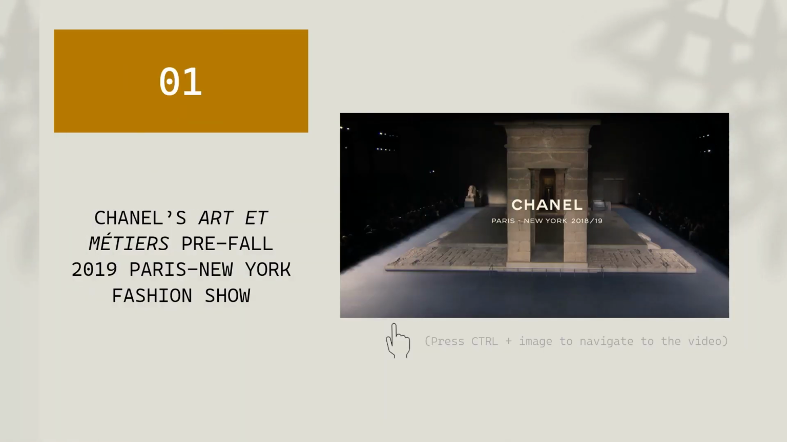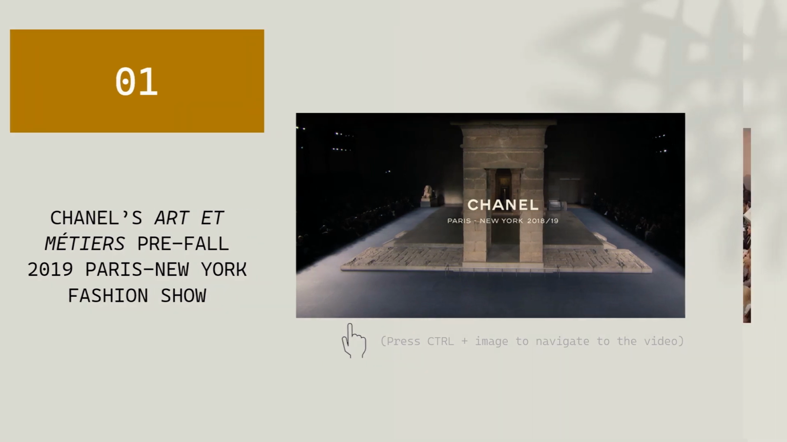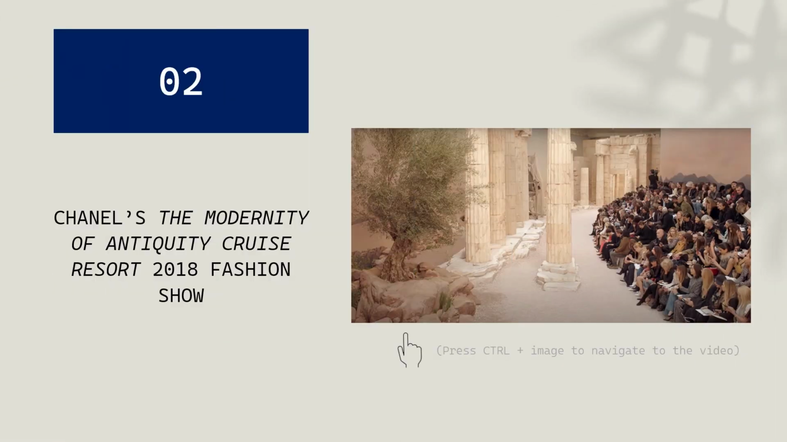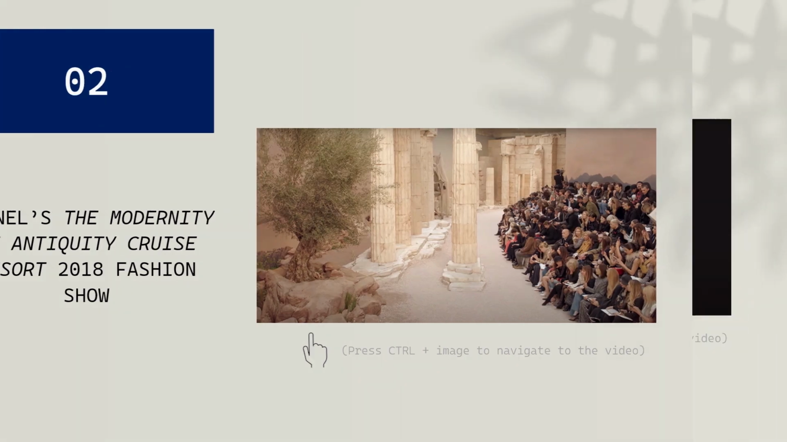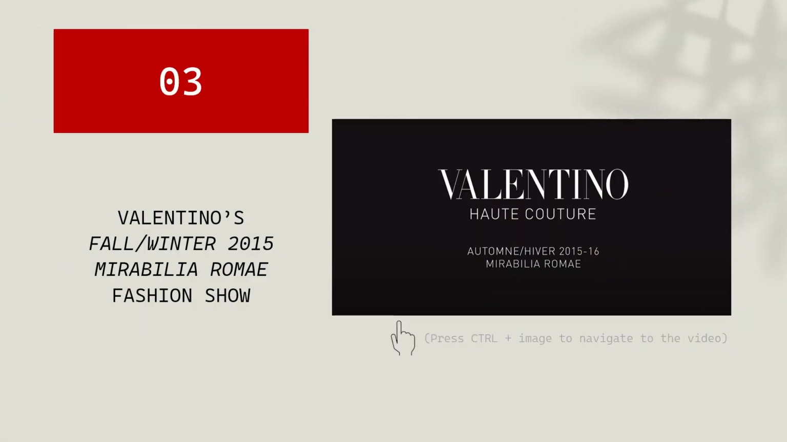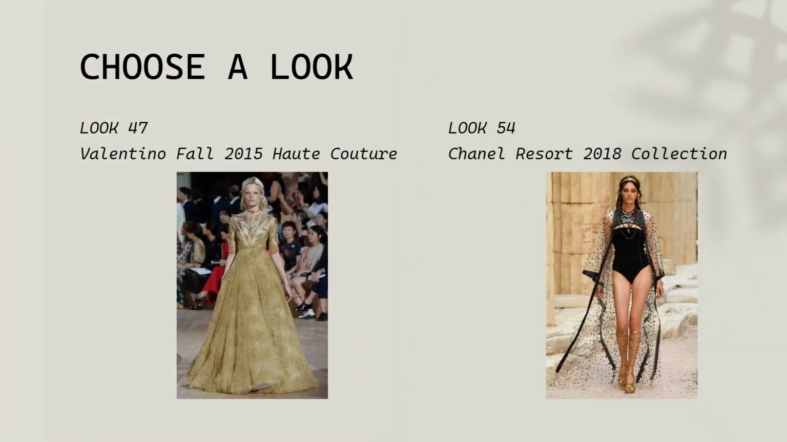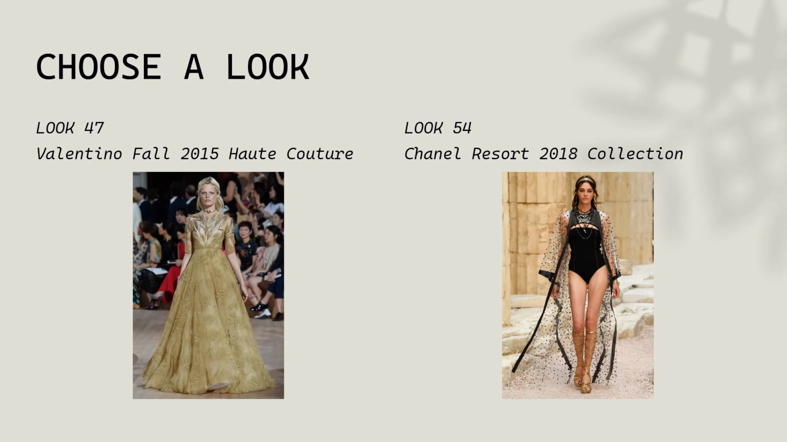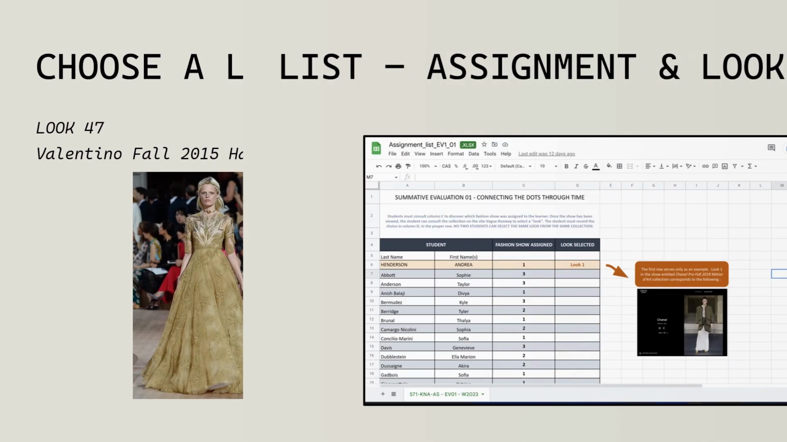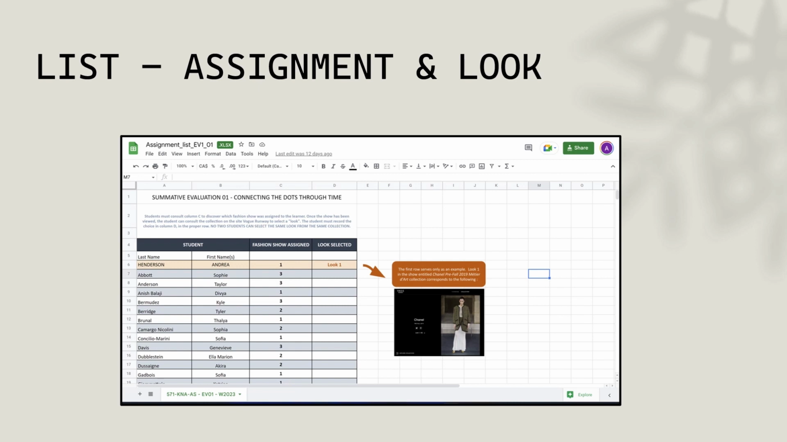Then you would select one of these 3 videos, depending on which one you've been assigned. In it, you will select an ensemble that is being featured in a fashion show, and you will come back to the list and put the actual look number next to your name.